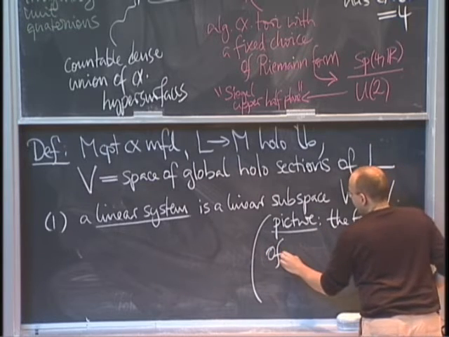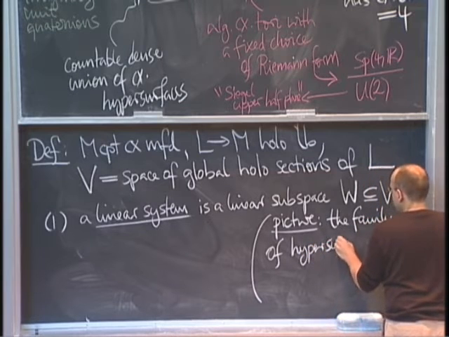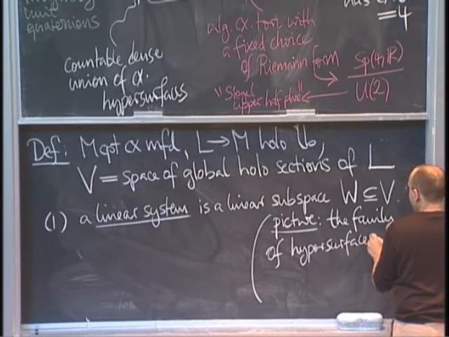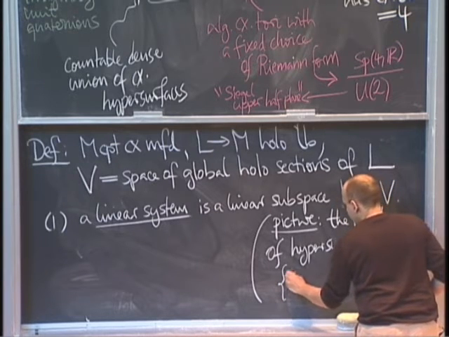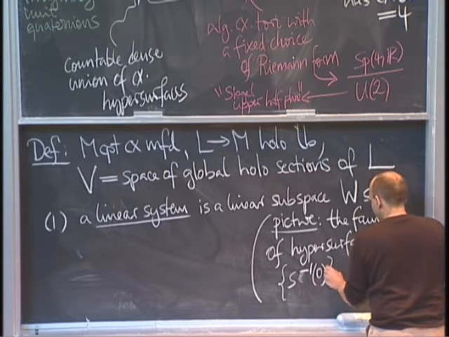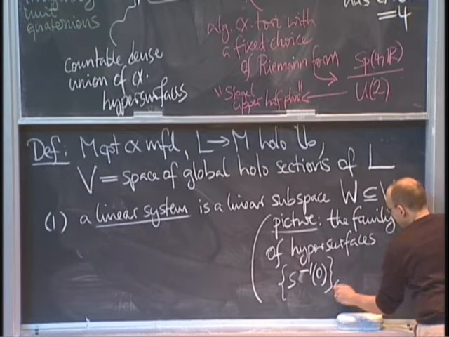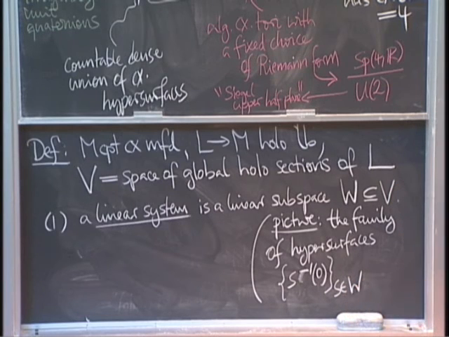the family of hypersurfaces S inverse of 0, where S is in W. So W is a space of sections, and you're just looking at the family of all of the zero loci of these sections as they sweep out your manifold. It's a parameterized family of hypersurfaces.